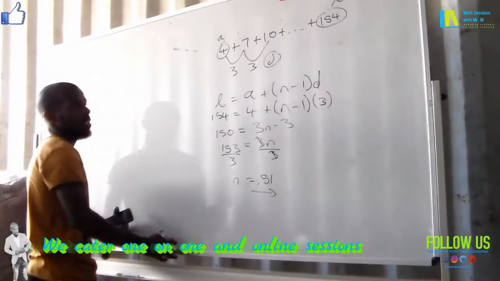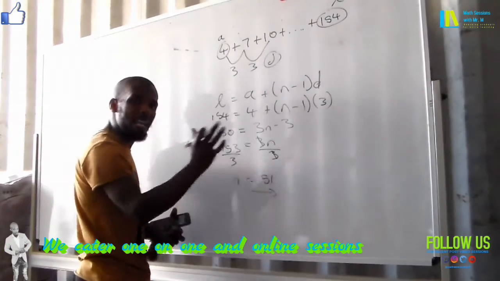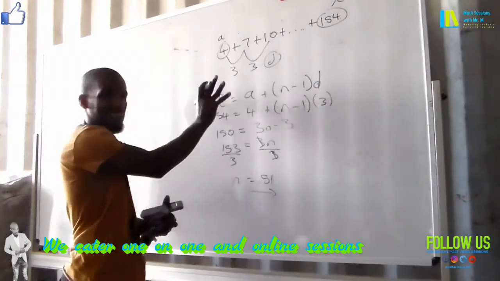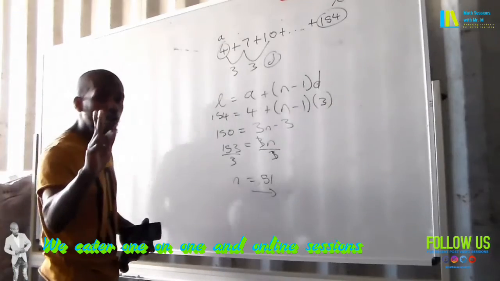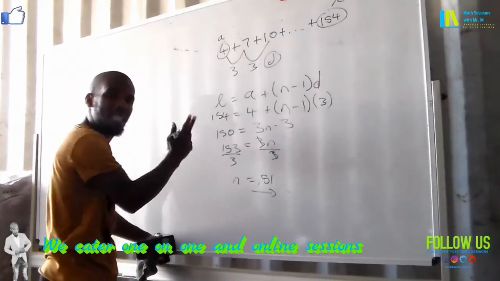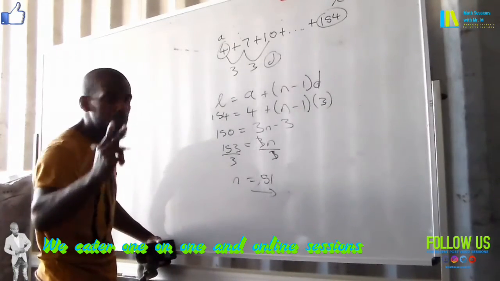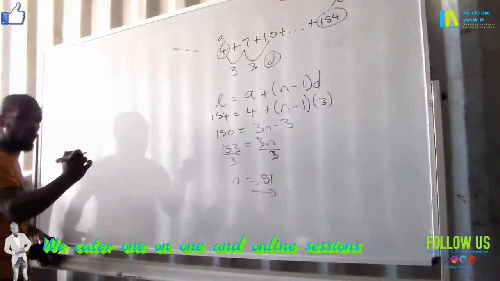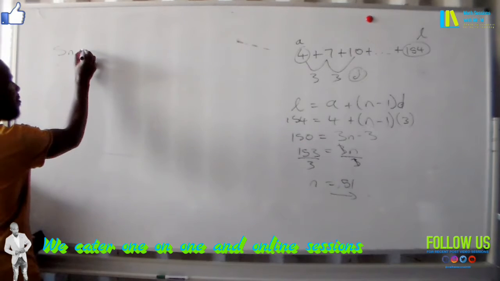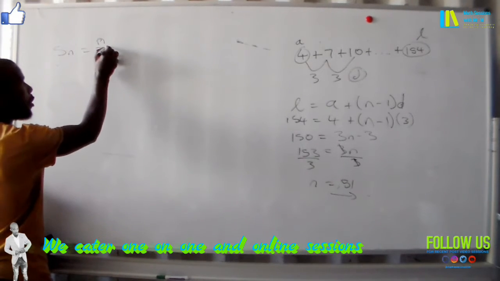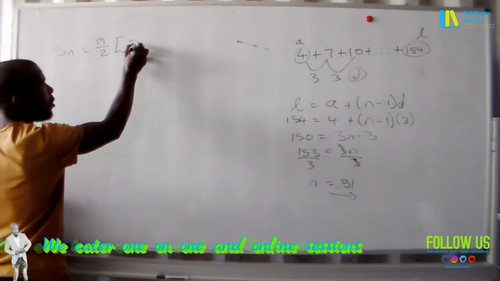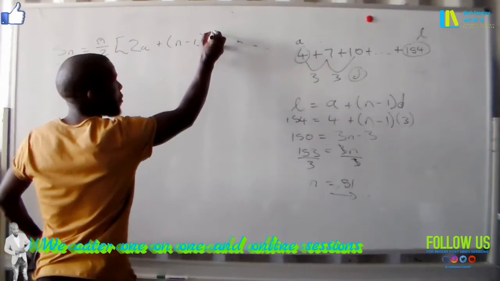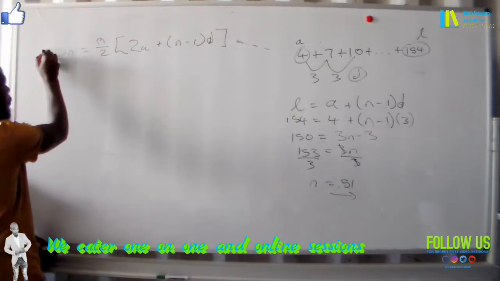So there it is. Now you know the number of terms that are involved in here. Therefore you are able now to calculate the sum of the series. There are 2 formulas for the sum in an arithmetic series. You need to use the right formula. The first one is Sn is equal to n over 2, open the bracket, 2a plus (n minus 1) times the difference, and you close the bracket. That is the first one.